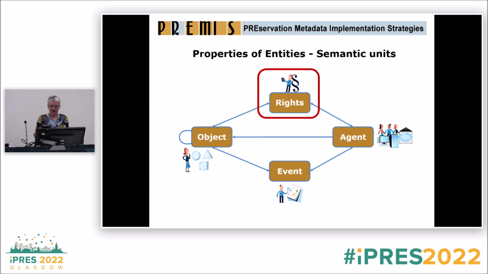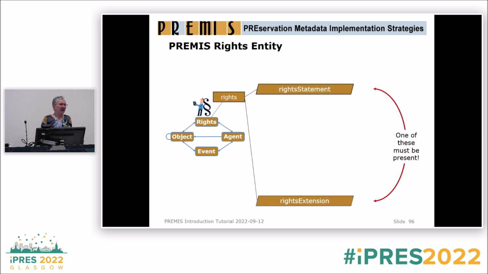Then I will go to the rights. There are two ways of specifying rights. And let me say, please go and see the paper about rights because I'm presenting the version I know. It's not with the things that are going on right now, which may come into a newer version of it. So it's how PREMIS is looking now that I'm presenting. And what you can do is that you can specify your rights in two ways. Either by a rights statement, which I will go through in a minute, or with a rights extension, where you put in whatever format you want to specify your rights in.